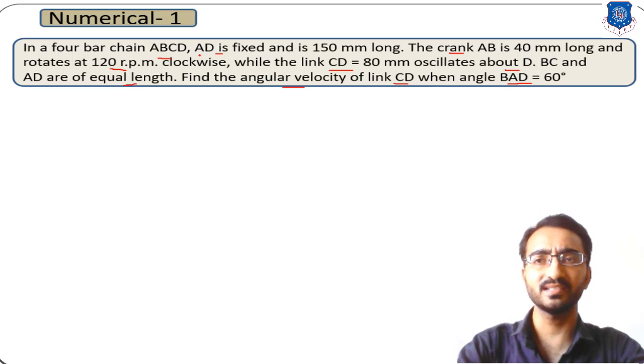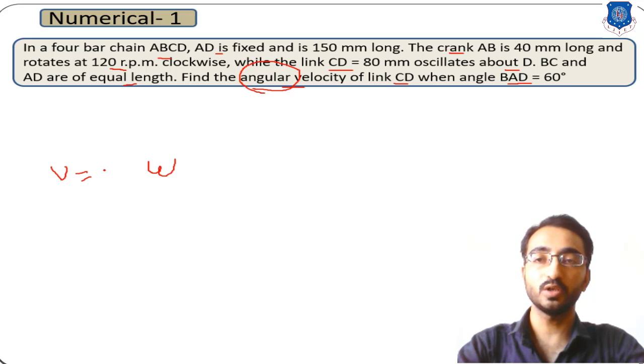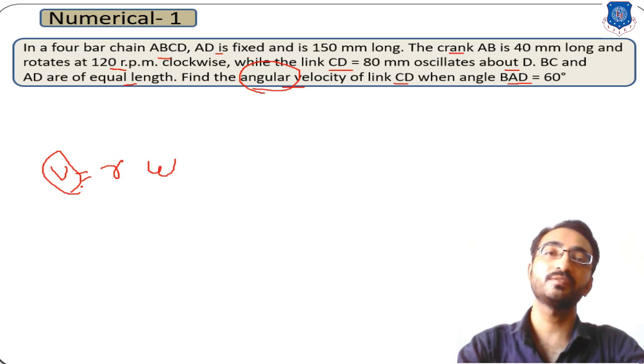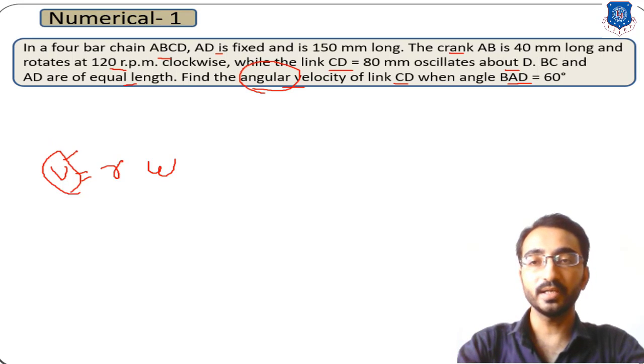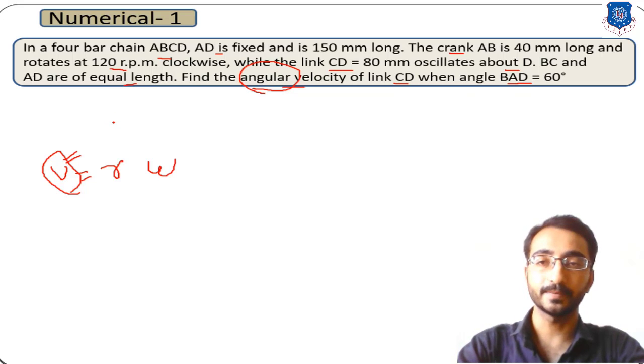So before starting this numerical, we first have to identify the relation and how we can calculate the angular velocity. To calculate angular velocity omega, we have a relation that linear velocity v is equal to radius into omega. So over here first we have to calculate the linear velocity of that link. To calculate the linear velocity, we have learned the graphical method known as the relative velocity method. So over here we have to calculate the relative velocity of link CD.